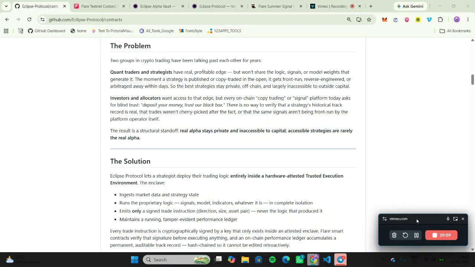Hello guys, welcome all. Before diving into the Eclipse Protocol, what does it actually mean? We have built this for the Flare summer signal. Before diving into the key part, let us know about the problem and what the solution does.